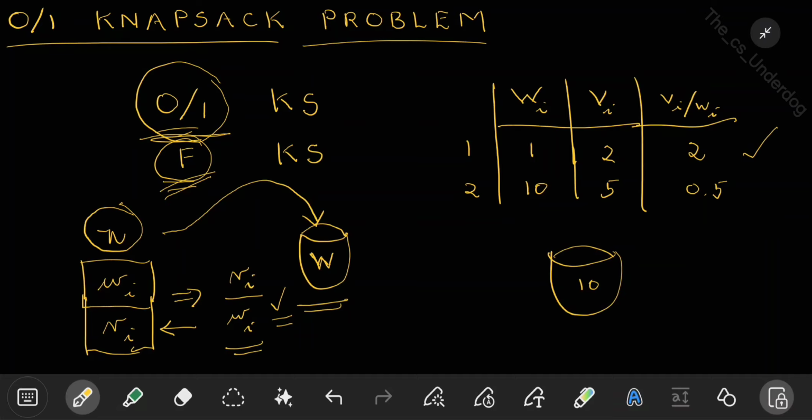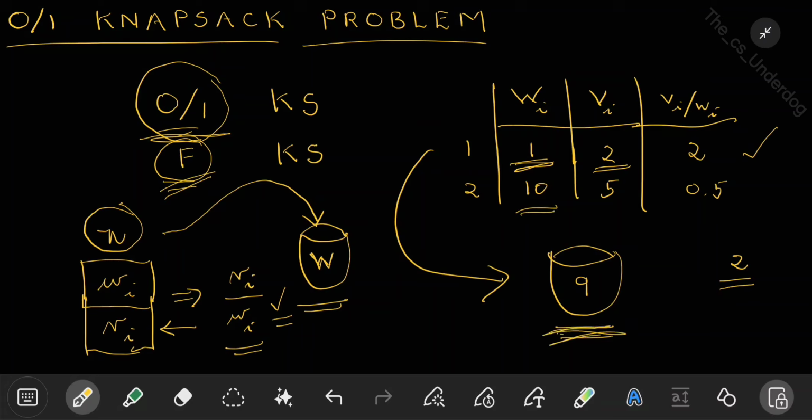What will happen if you make this greedy choice? You will first pick the first item, which means you are now getting a total profit of 2. 2 is your total profit and 1 is the weight of this item, which means the knapsack now has remaining capacity of 9. It totally had 10, from which 1 is used up by the first item. What is the problem now? The problem is the second item has a weight of 10, which is more than the remaining capacity.